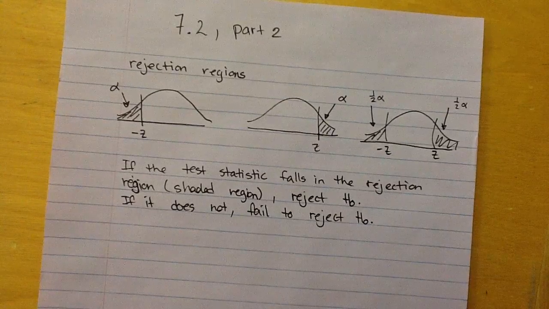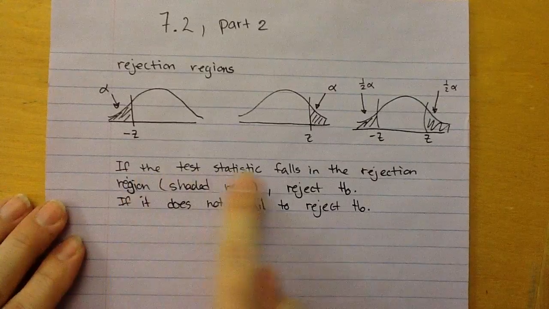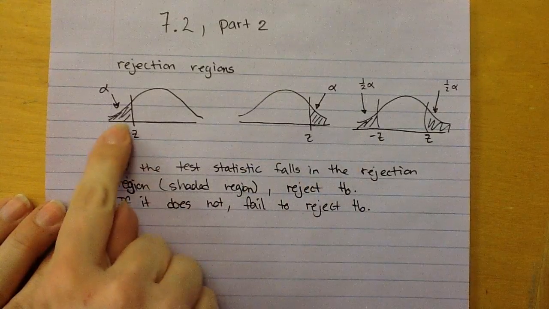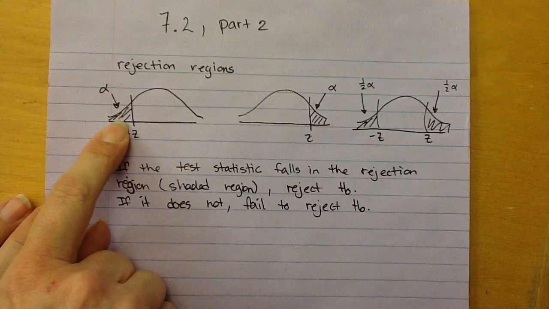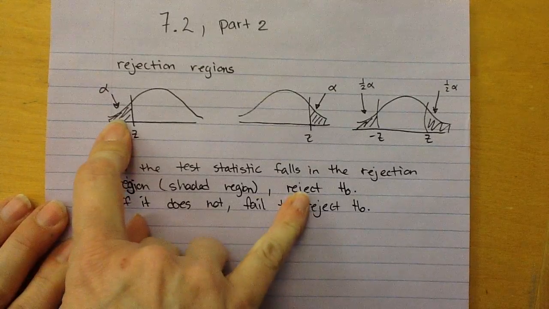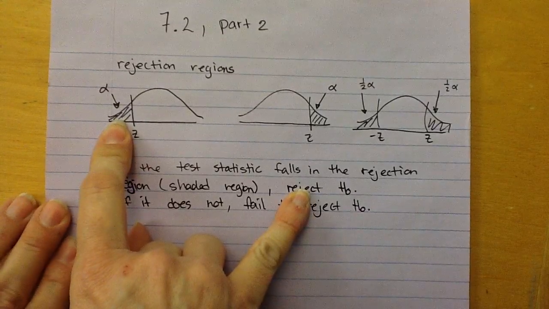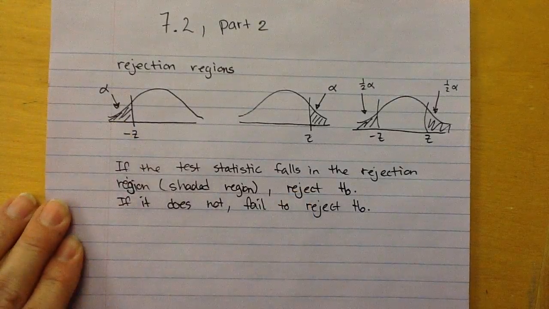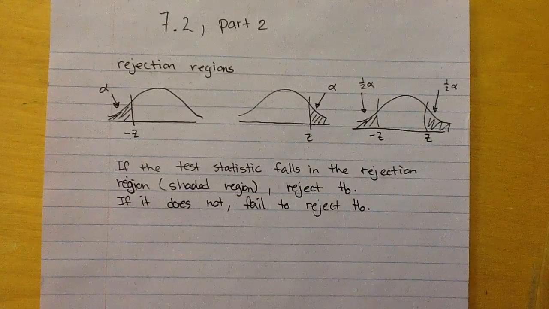So, to help me remember this, the way that I think of it is, if my test statistic would fall right here, then it's in the shaded region and it's reject H sub 0. So I just kind of think in my head, reject the shady hoe. I know that's not really appropriate, but that's how I remember it, so do with that what you will.